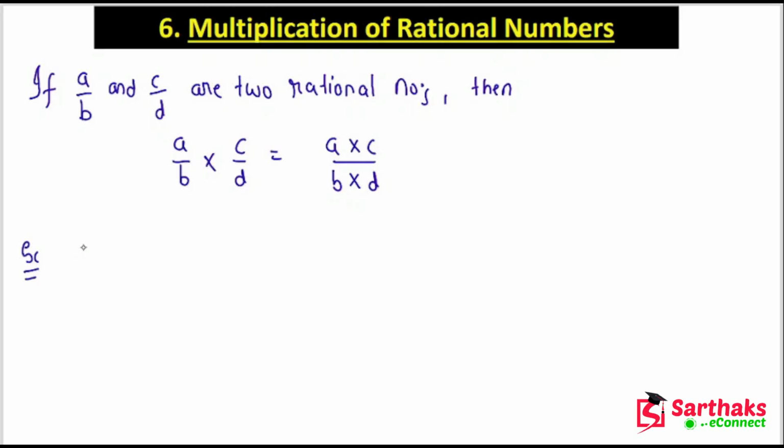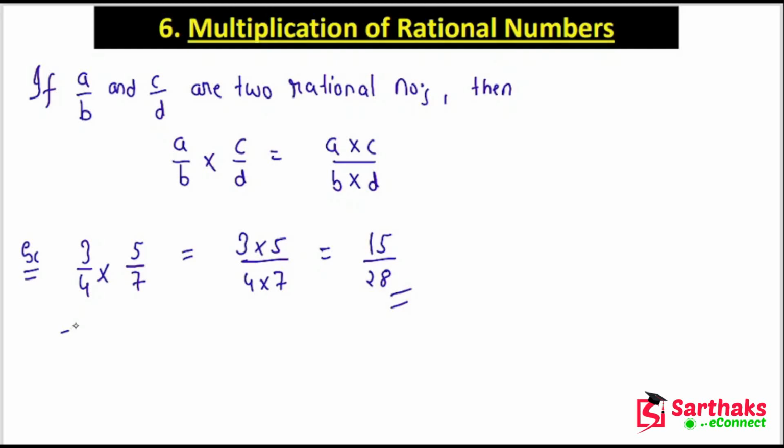Let us multiply 3 upon 4 by 5 upon 7. See, these both are rational numbers. So according to this method, it will be 3 into 5 whole upon 4 into 7, which will give us 15 upon 28. Right? 7 into 4 is not 21, it is 28. So 15 upon 28. I hope it is pretty clear. Now clearly in this particular question we do not have anything to cancel, so we cannot do that. But let us take another example in which there is something to be cancelled.